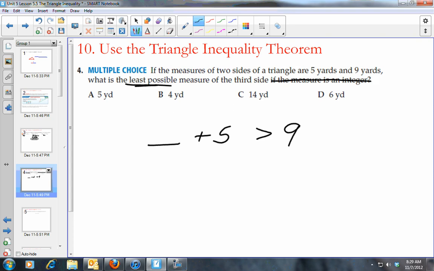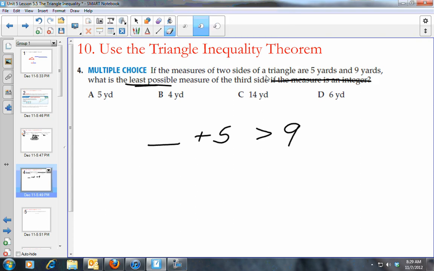What about 4.1 plus 5? 4.001. 4.0, a million zeros then a 1. All right, so as long as it's bigger than 4, can it be 4? No, it can't be 4. 4 plus 5 equals 9. It's got to be greater. So as long as it's bigger than 4, then we've got ourselves a triangle.